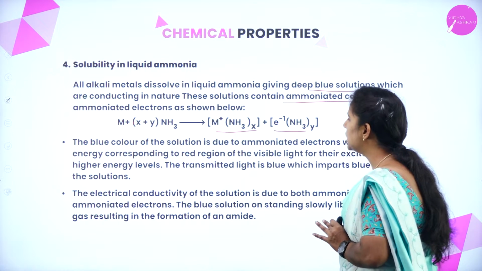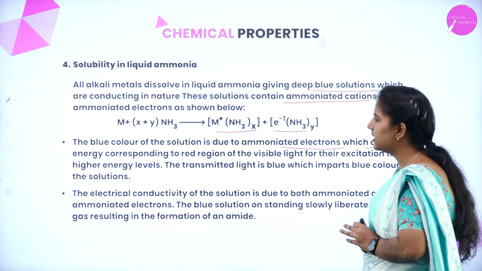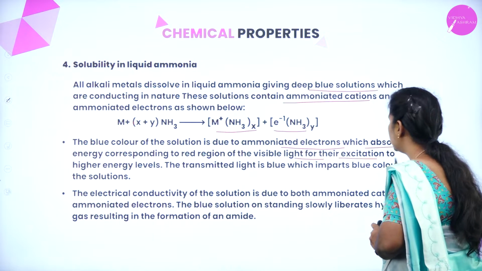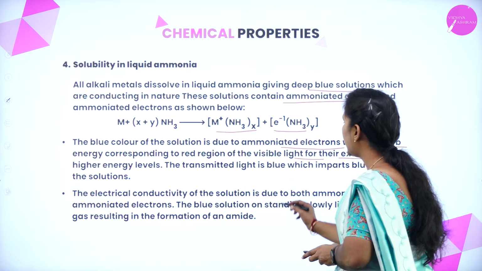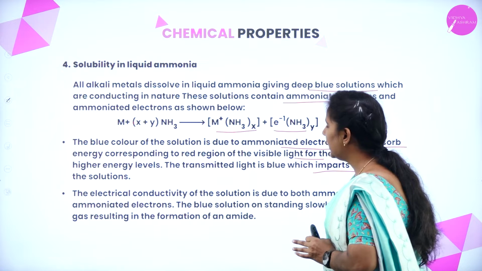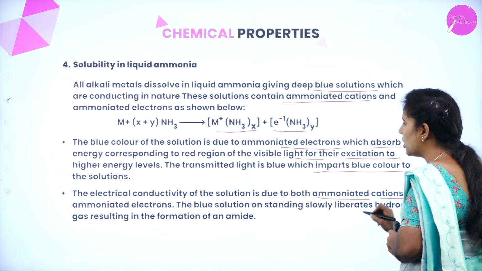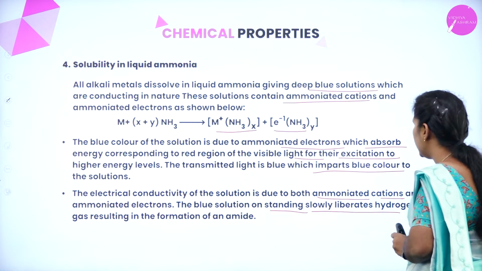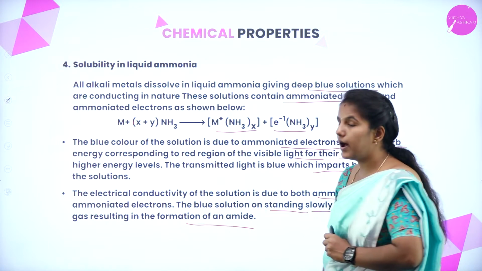The blue color of the solution is due to the ammoniated electron, which absorbs the energy corresponding to the red region of visible light for excitation to a higher energy level. The transmitted light is blue, which imparts the blue color to the solution. The electrical conductivity of the solution is mainly due to both ammoniated cations and ammoniated electrons, and the blue solution on standing slowly liberates hydrogen gas, resulting in the formation of amide.